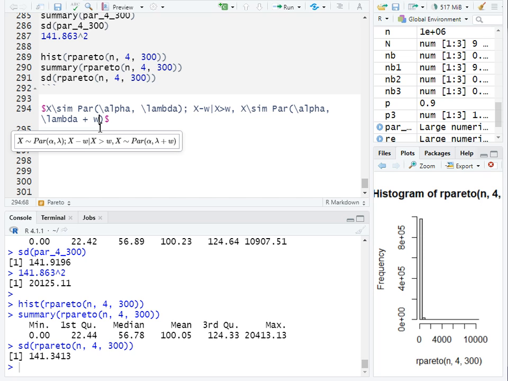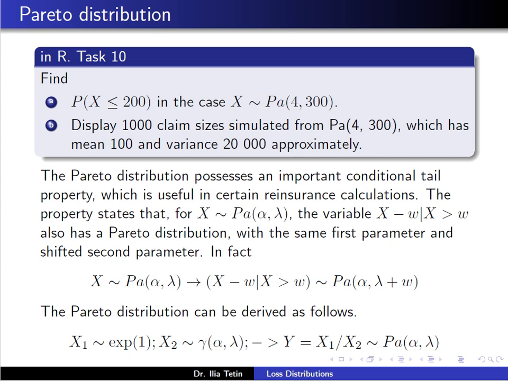This is really important for insurance. So here you can see this demonstration of the property on the slide. Given that X is distributed with Pareto, it is generated as lambda plus W, the shifted second parameter of the Pareto distribution, given the conditional probability.